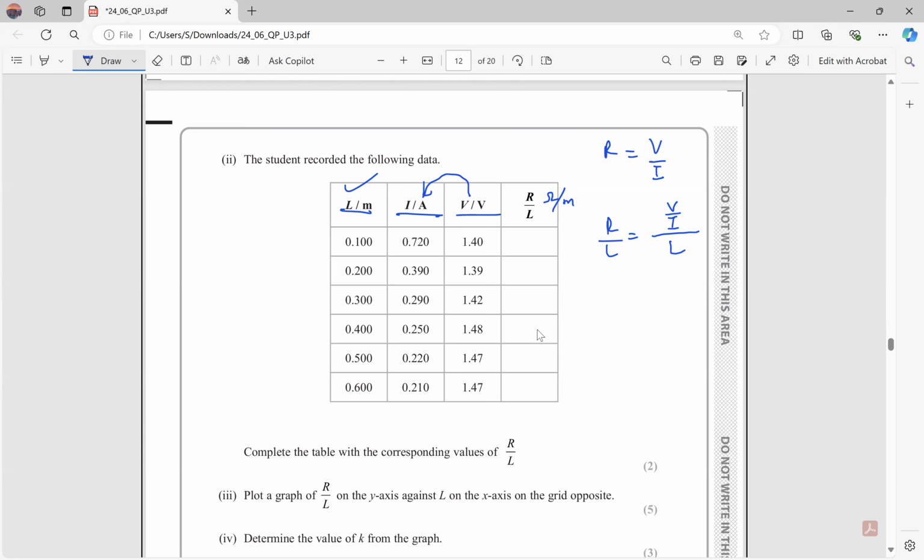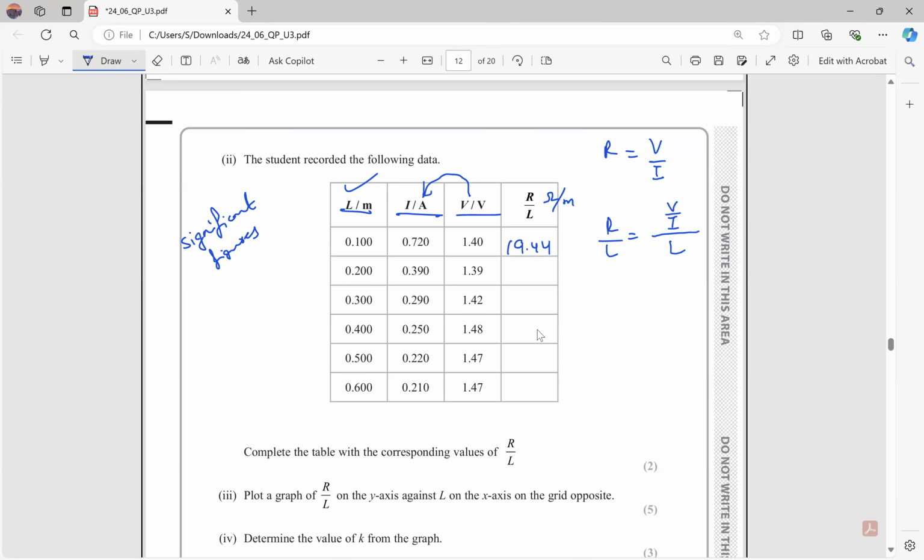So for the first one, V over I divided by L, right? I get 19.444. Now, what should I write? Should I just write 19.44? No. Remember significant figures. They should never escape your mind while you're doing any calculations.